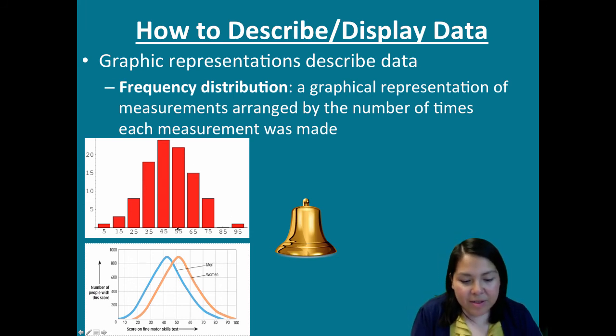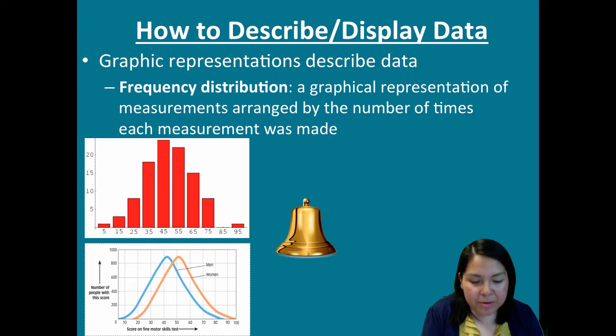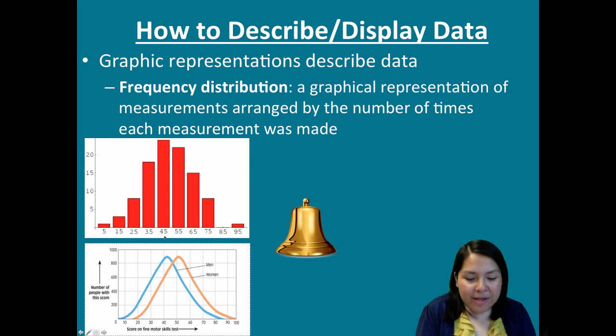With graphic representations, we have frequency distributions. A frequency distribution is a measure of how many times a score actually occurs in the data set. So if we were to ask how many people in our class can reach level 45 of Candy Crush, and how many people did that? Well, about 35 people got to that score.